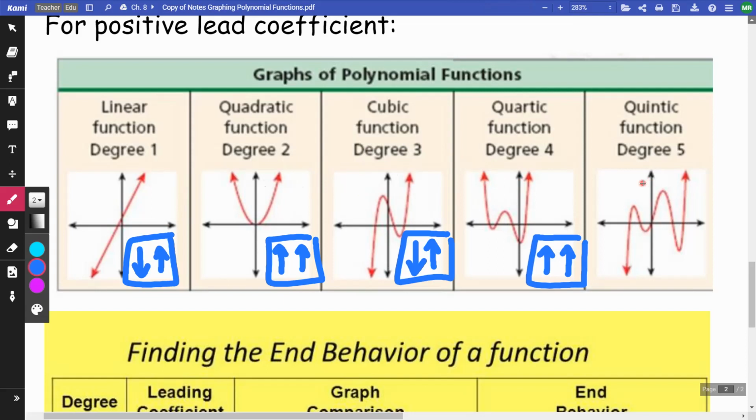So here you see a degree 5. You see it's going down on the left side and up on the right side. Down on this side, up on this side. So starting and stopping in opposite directions.